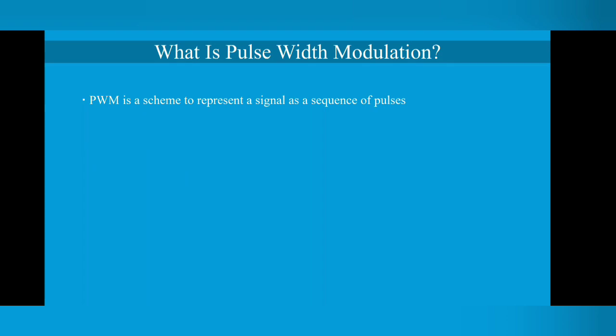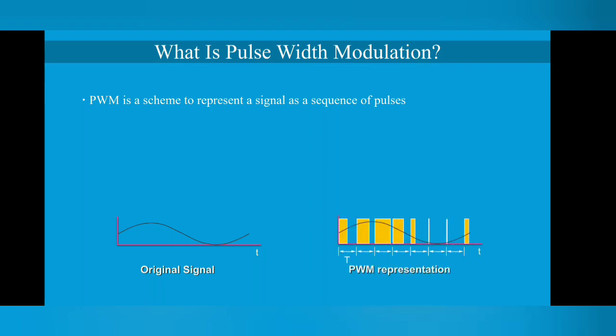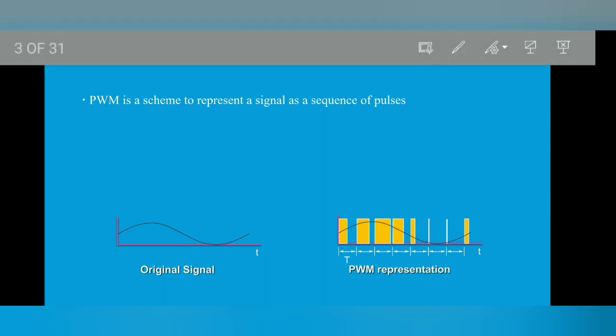So what is pulse width modulation? PWM is a scheme to represent a signal as a sequence of pulses. For example, we have this original signal and we want to represent it as a sequence of pulses. This is the PWM representation of the original signal. The output of the PWM is either 0 or 1, and all pulses have the same time period as you can see here, but the pulse width is different.